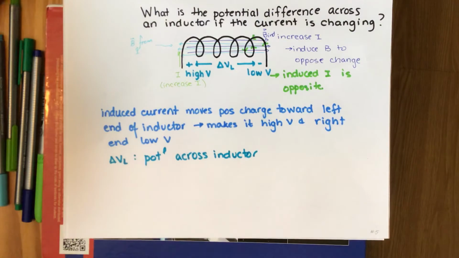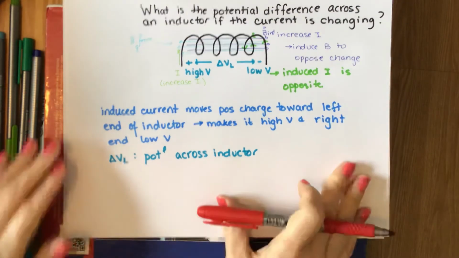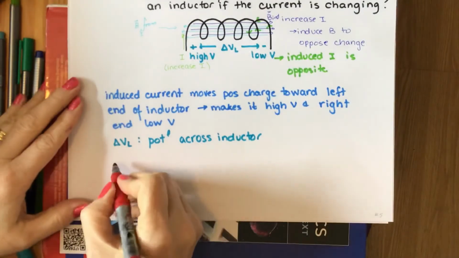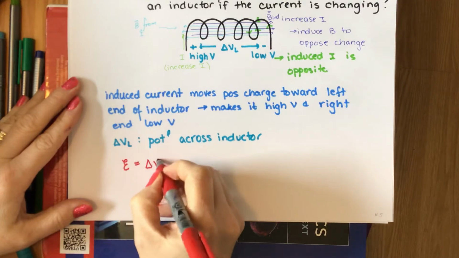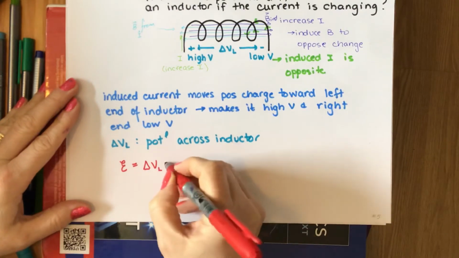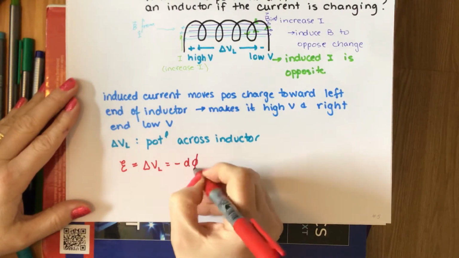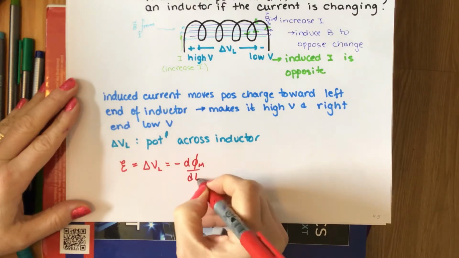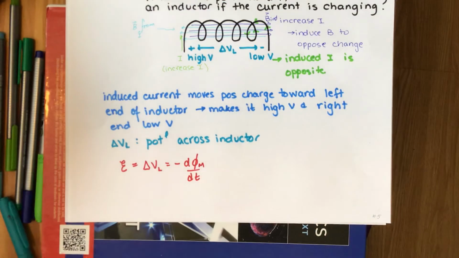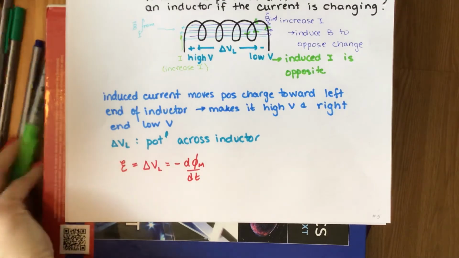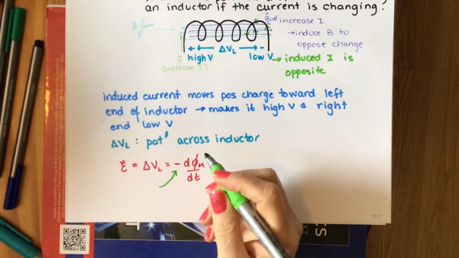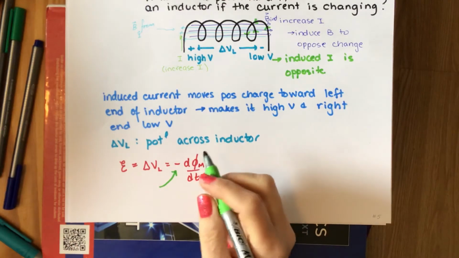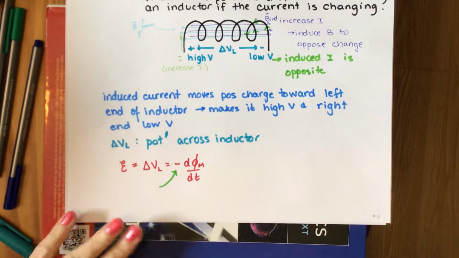So now let's apply Faraday's law. Remember, Faraday's law says that the induced potential, which we've called delta V of the inductor, is minus the change in magnetic flux with respect to time. What's important in this equation is that the minus means that the induced potential, the induced current, and the induced magnetic fields all oppose the change.